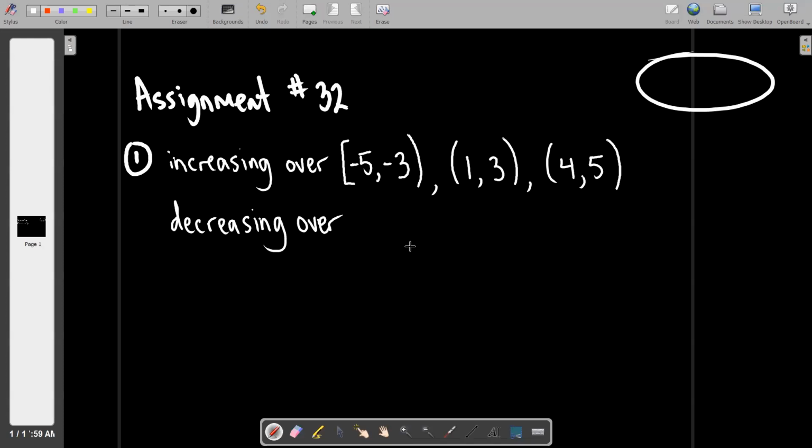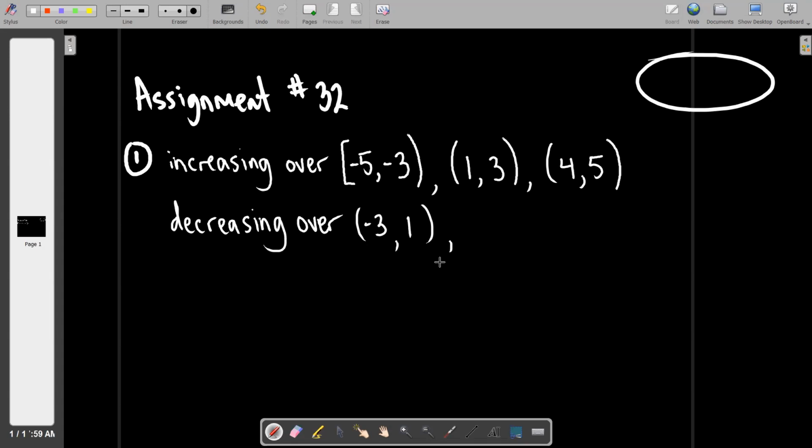-3 to 1. Very good. And they're both exclusive because they're the top of a mountain and the base of a valley. So we're going to go open, or exclusive, exclusive from, like you said, -3. It starts to go down and it stops going down at +1. And then we have one more interval of decrease.